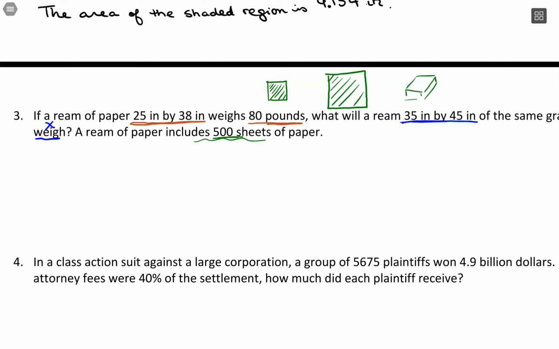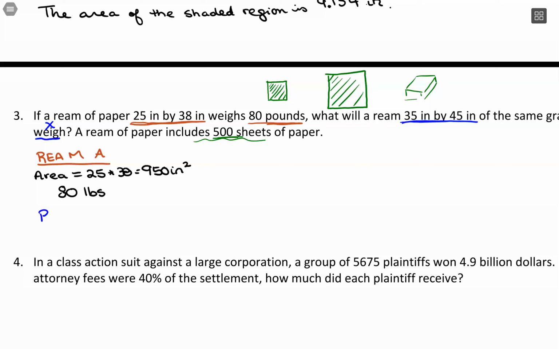So let's talk about this first ream. So let's call this ream A. So that's 25 inches by 38 inches. So what I'm going to do is go ahead and calculate the area that paper covers. So 25 times 38, which is 950 square inches. And then that's going to be matched up with a weight of 80 pounds.